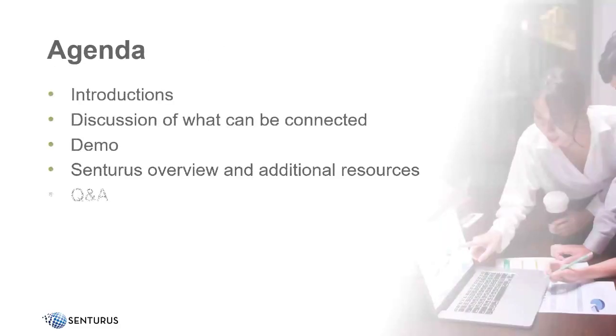Here's what we're going to do. We're going to do some introductions. Then we're going to talk about what we mean when we say O365 apps, what can be connected, what can't be connected, things you may not have thought about, the different ways these things connect, etc. Then I'm going to do a demo of them. In the demo today, I'm going to show you connections to PowerPoint, connections to Excel, connections to SharePoint, connections to Teams, all these sorts of things. And we'll finish up with our Senturus overview and additional resources, and then we will move into the Q&A.